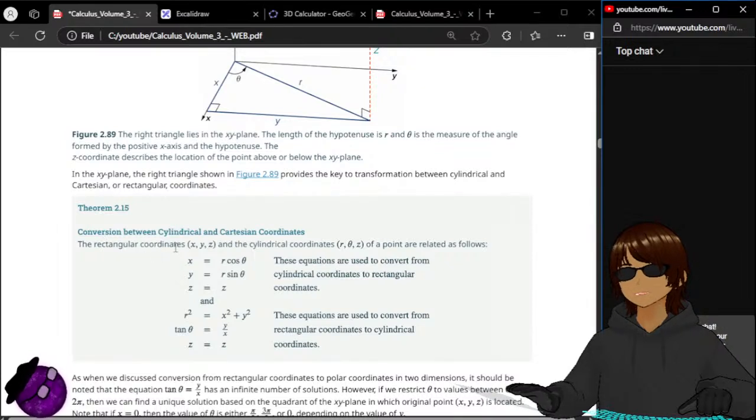The rectangular coordinates x, y, z and the cylindrical coordinates r, theta, z of a point are related as follows. So x is r cos theta, y is r sin theta, z is the same. r squared is x squared plus y squared. Then tan theta is y over x, and z is the same.